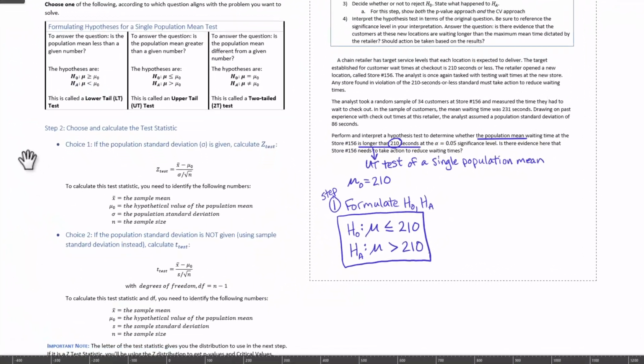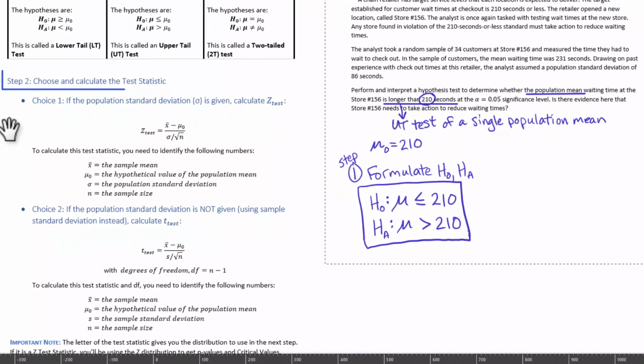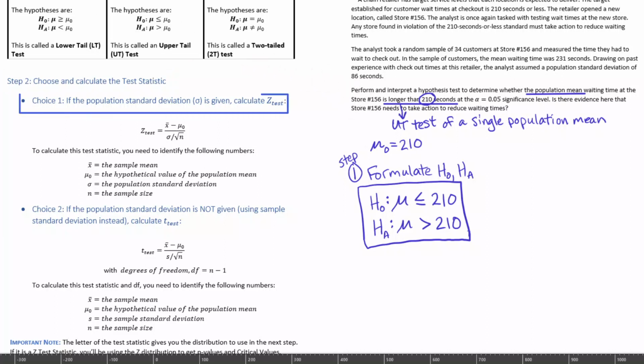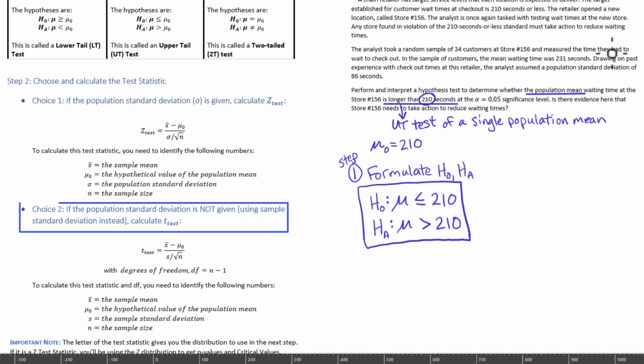Now let's turn to step 2, which is choosing and calculating a test statistic. This particular hypothesis test, the test for a single population mean, has a choice of 2 test statistics. Choice 1, if the population standard deviation sigma is given, calculate z-test. And choice 2, if the population standard deviation is not given, calculate t-test. In that case, you would be using the sample standard deviation instead.